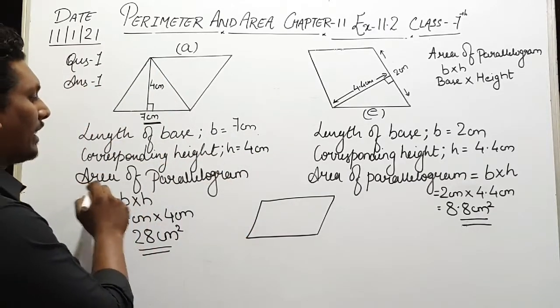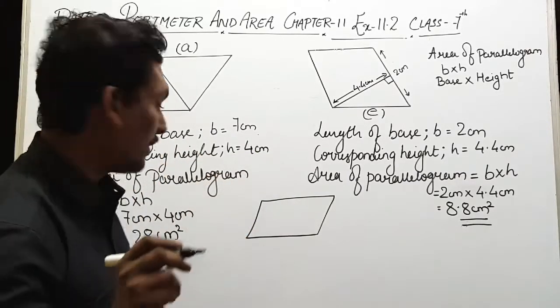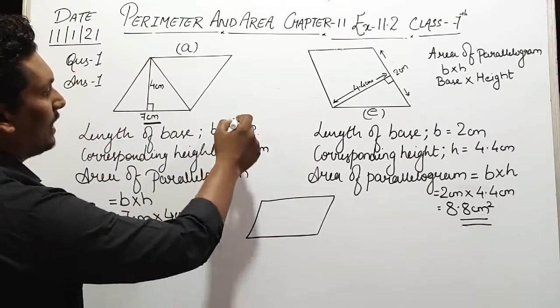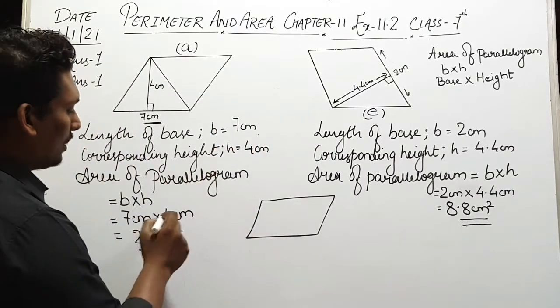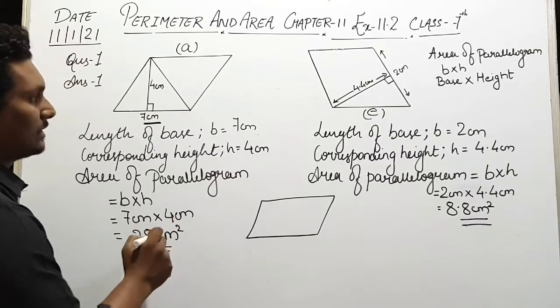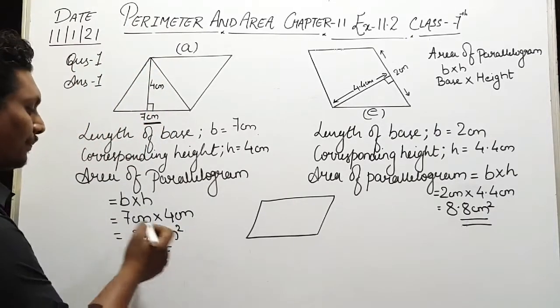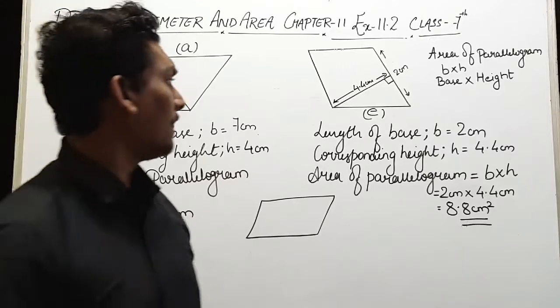And next comes area of parallelogram. The formula for area of parallelogram is base into height. What you have to do is just multiply 7 into 4. You will get 28. Since we are finding area, the unit should be in square. Okay, very easy topic is there.